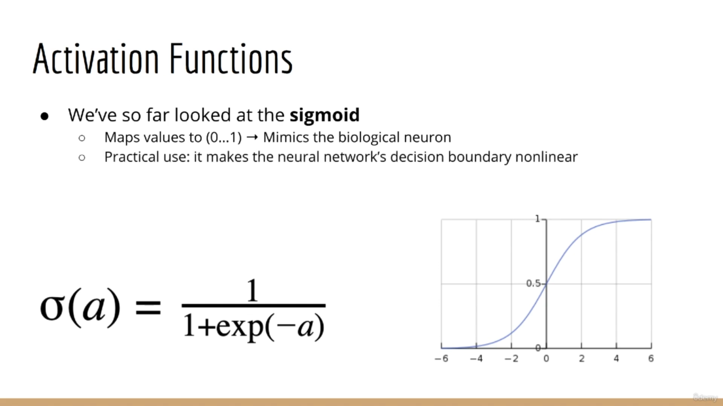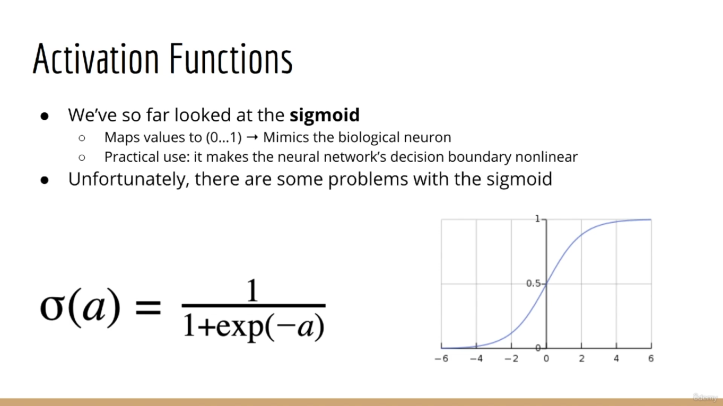Second, and this is more practical, it makes our neural network nonlinear. The function itself is nonlinear, and it also makes it so that we can't reduce the neural network into a simple linear equation. At the same time, in modern deep learning, we've discovered that there are some problems with the sigmoid, and so it is no longer used as often, except in some specific cases.